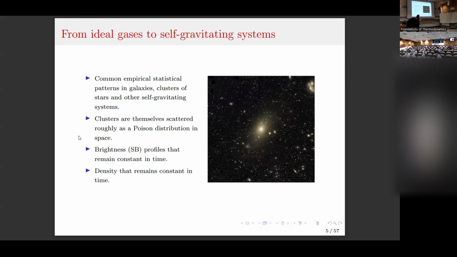The motivation is that in these systems, we find some properties that remain constant in time, like the luminosity profile, for instance, the density, the number of particles, and also that one can find some particular statistical distributions that resemble typical distributions, like the Poisson distributions.